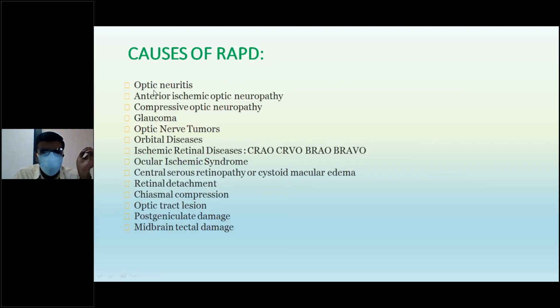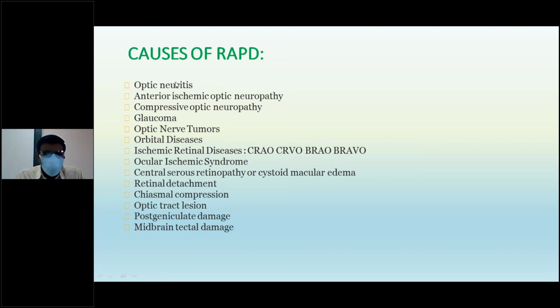Causes of RAPD include optic neuritis, anterior ischemic optic neuropathy, compressive optic neuropathy, glaucoma, optic nerve tumors, arterial diseases, ischemic retinal diseases like CRAO, CRVO, BRAO, and BRVO, ocular ischemic syndrome, central serous retinopathy or cystoid macular edema, retinal detachment, optic chiasma compression, lesions of the optic tract, post-geniculate damage, and midbrain tectal damage. They are the causes of RAPD.